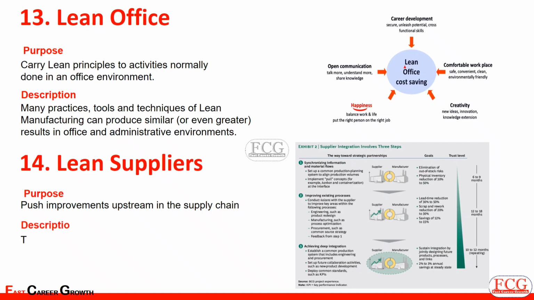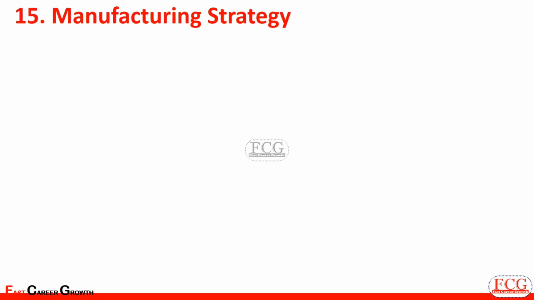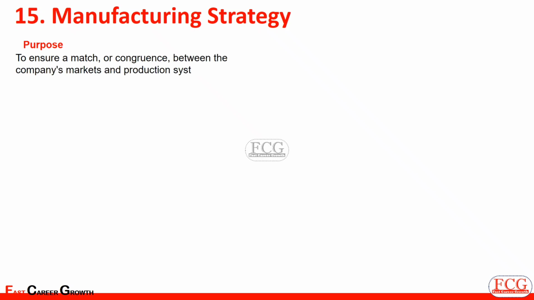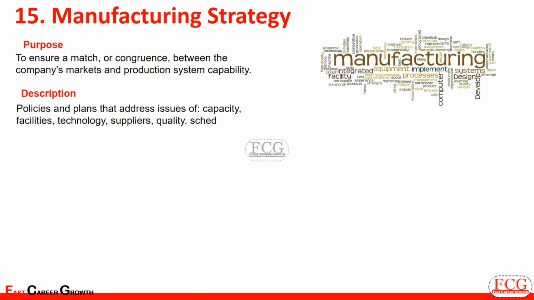Lean manufacturing includes a search for lean suppliers, the development of lean in existing suppliers and a narrowing of the supplier base. The 15th lean manufacturing tool is manufacturing strategy. Its purpose is to ensure a match, or congruence, between the company's markets and production system capability. It covers policies and plans that address issues of capacity, facilities, technology, suppliers, quality, scheduling, organization, personnel, etc.